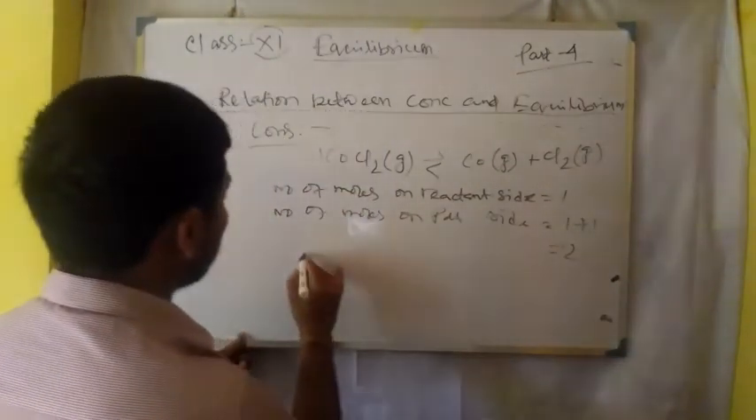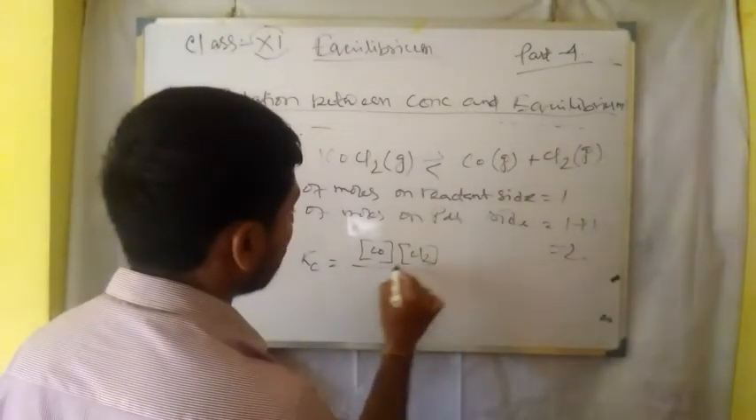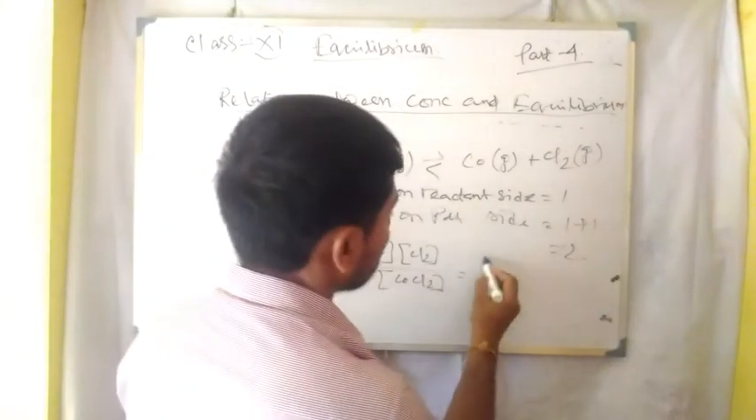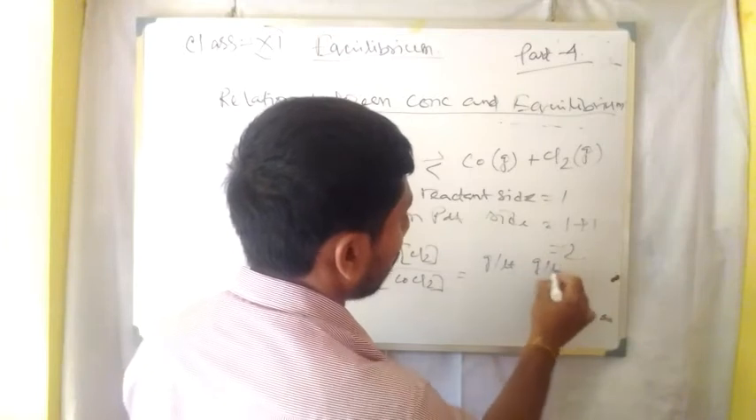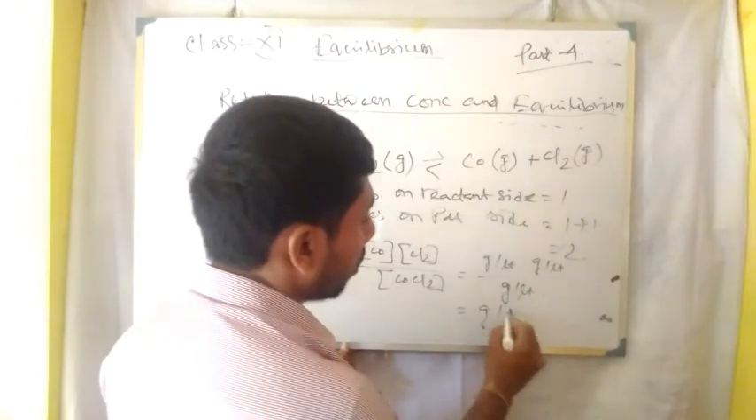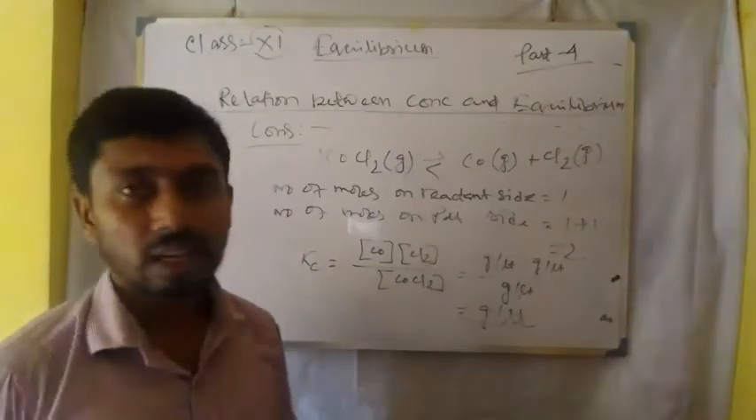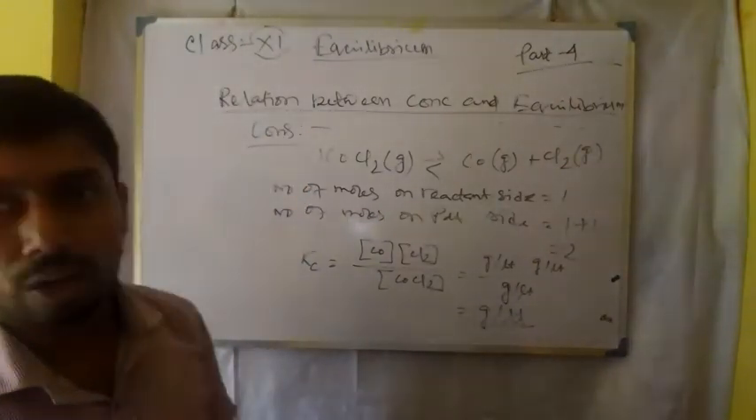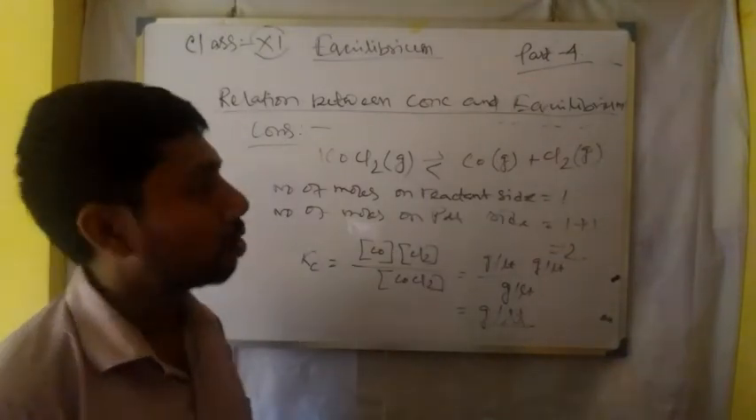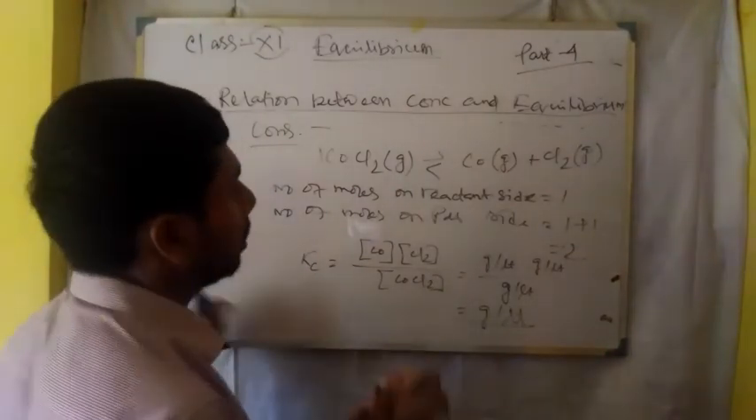Now calculating the value of Kc, Kc is equal to the concentration of CO into the concentration of Cl2 divided by the concentration of COCl2, right? So it is gram per liter here, gram per liter here, assuming, and then also gram per liter. So overall a unit remains for Kc. So here is the dependency of concentration on the equilibrium constant: the unit of the equilibrium constant varies according to the stoichiometry of the reaction.